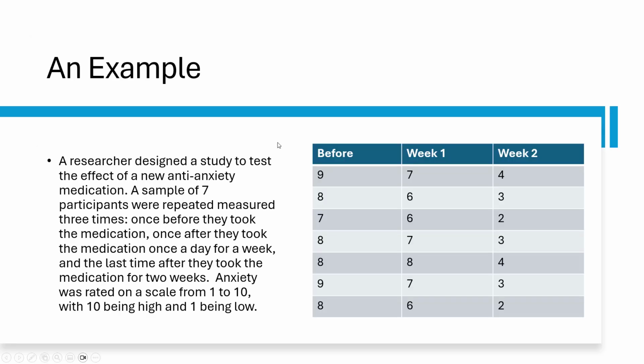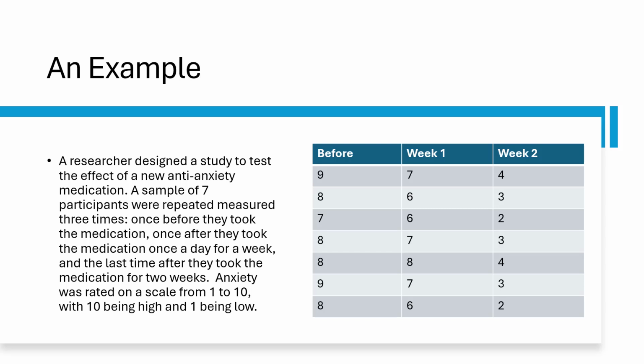Let's begin with an example. A researcher designed a study to examine the effect of a new anti-anxiety medication. The sample consists of 7 patients, and their anxiety levels were measured 3 times. Once before they took the medication, once after taking the medication once a day for a week, and once after taking the medication for 2 weeks. Each measure was taken on a scale from 1 to 10, with 10 being high and 1 being low.